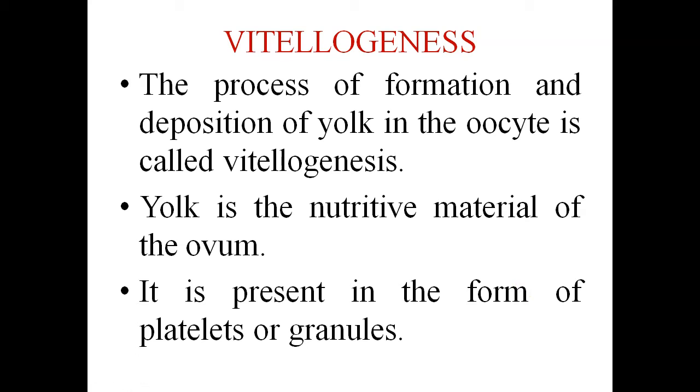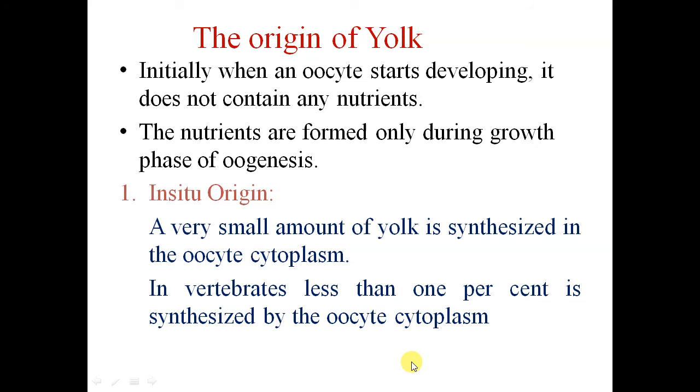Friends, now we come to the next stage, vitellogenesis. Vitello refers to yolk, genesis refers to formation. The process of formation and deposition of the yolk in the oocyte is called vitellogenesis. Yolk is the nutritive material of the ovum. It is present in the form of platelets or granules.